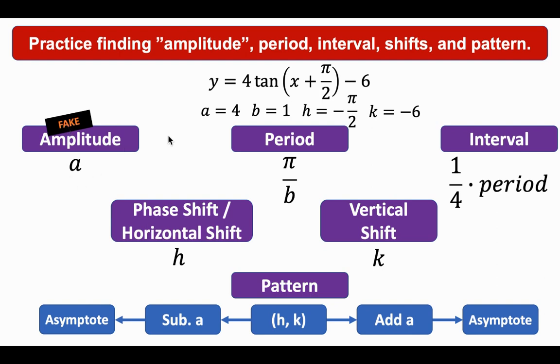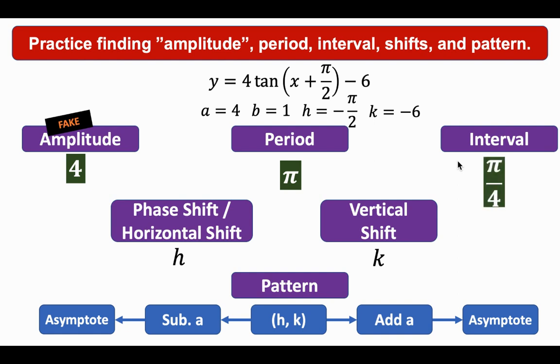So your fake amplitude is just A, so it's just a 4. Period is pi over B, so that's pi over 1. 1/4 of your period. So 1/4, well, pi over 1 is pi, by the way. 1/4 of pi. It's basically going to be top times top. So pi times 1 is pi. So it's going to be pi over 4.